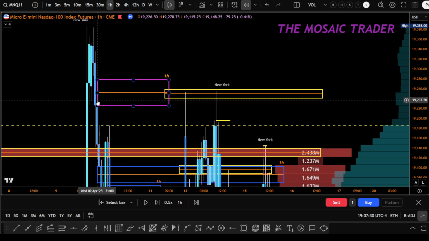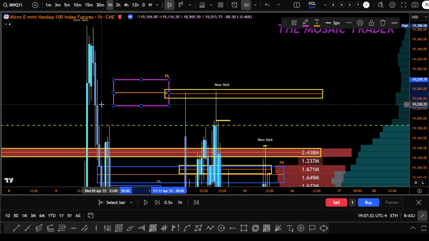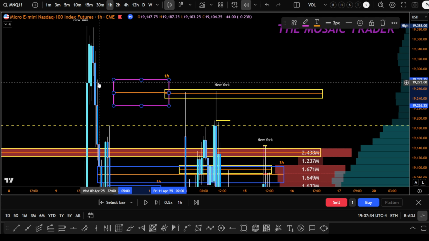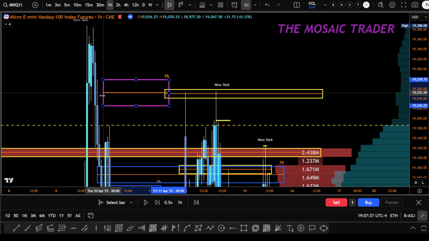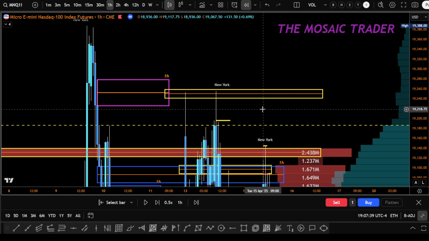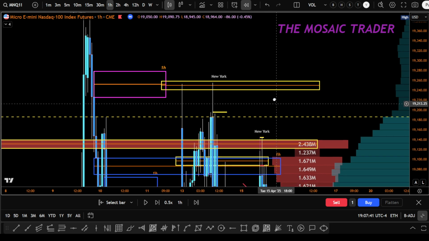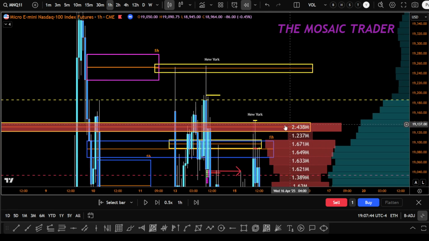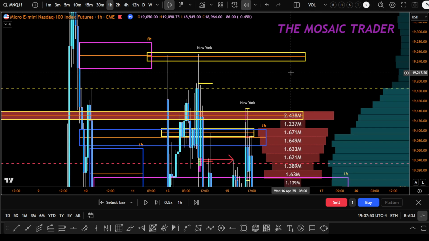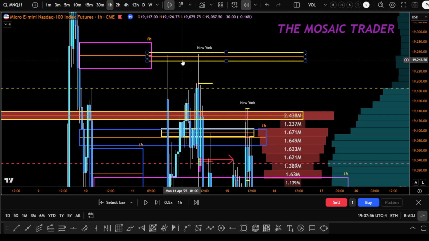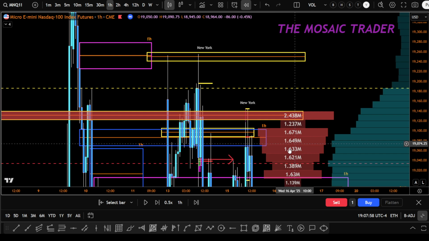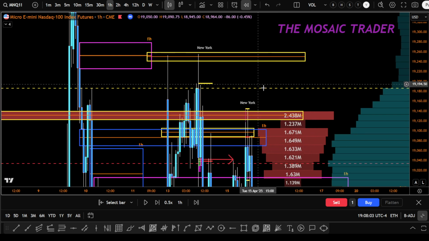So what is this over here? This is nothing but the midpoint of this wick here. What is this? This is one of these nodes, these volume nodes of this volume indicator. So I draw these rectangles here that are the nodes of this indicator on the 1 hour.